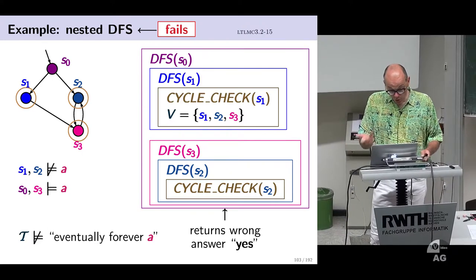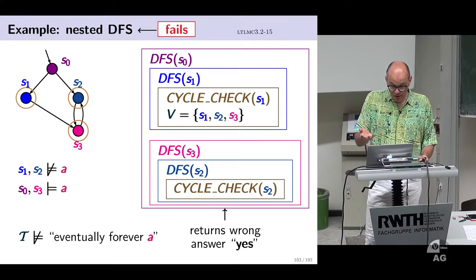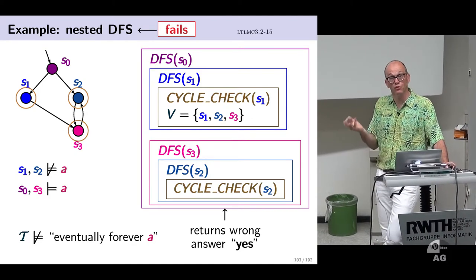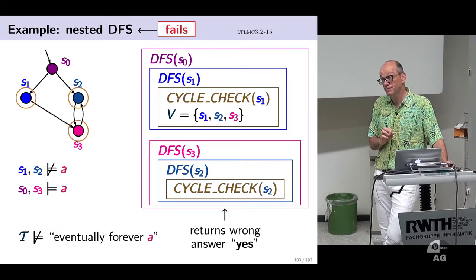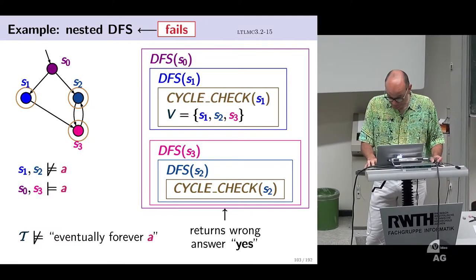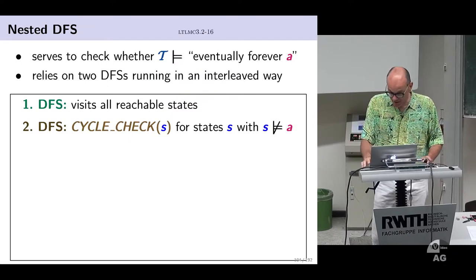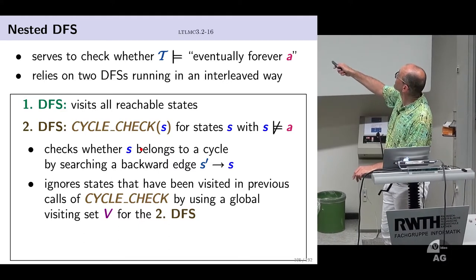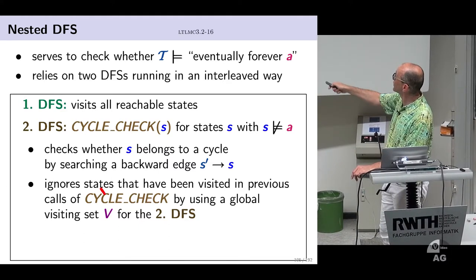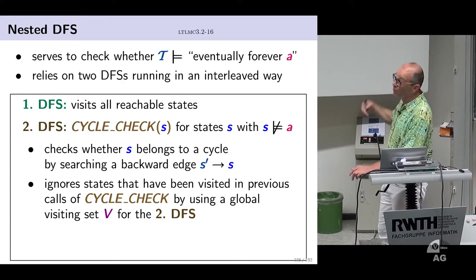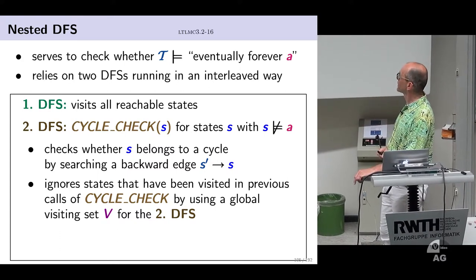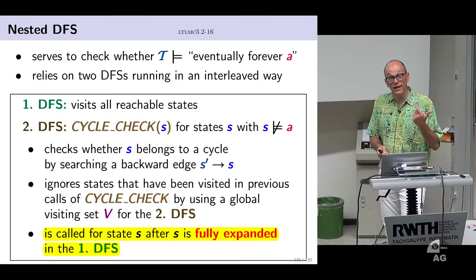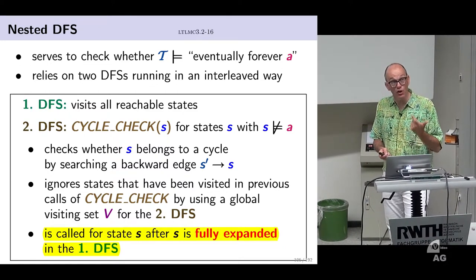So this order in which we do the orange, the outermost depth first search, and the purple depth first search, the innermost, is not the right order. We have to change this a bit. That's why I call this a bit tricky. So again, these two things: we're going to check in this cycle whether S belongs to a cycle by searching for a backwards edge. We're going to ignore states that have been visited before in this purple cycle check. And we do this by keeping track of this. But we're going to do this at a particular point in time in the orange depth first search.